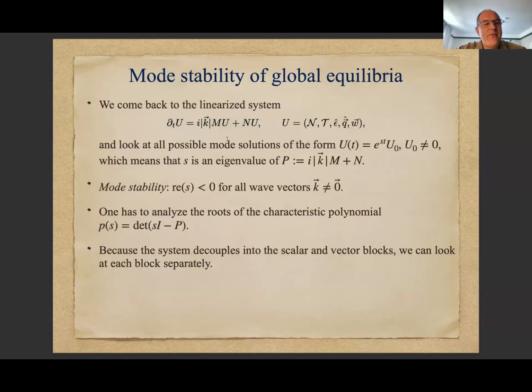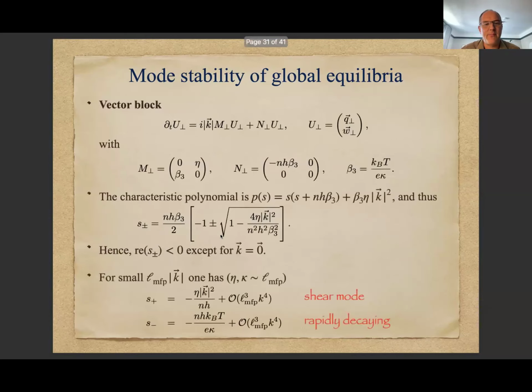And now let us look at all possible mode solutions, which are of the form u of t equals e to the st times u0. Then that means that s, of course, should be an eigenvalue of this matrix P. And now the challenge is to show that the real parts of these frequencies are negative for all possible wave vectors k, except for k equals 0. So one has to analyze the roots of the characteristic polynomial, and again, because the system decouples into scalar and vector blocks, one can look at each block separately.